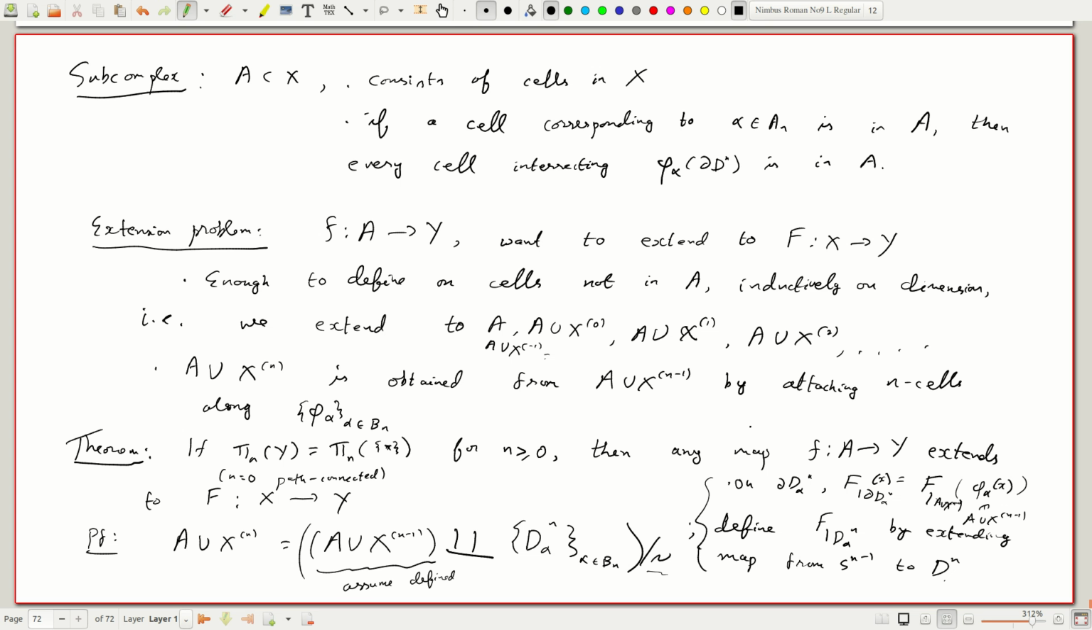A particular application of that we will see soon. This itself is important. Usually our target will also be a CW complex, and that is to show CW complexes are contractible if higher homotopy groups vanish.